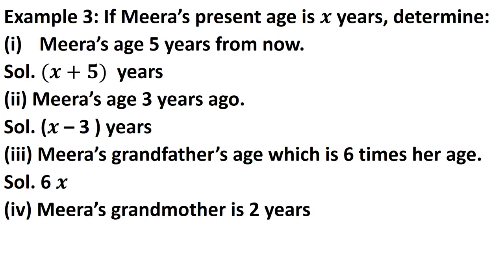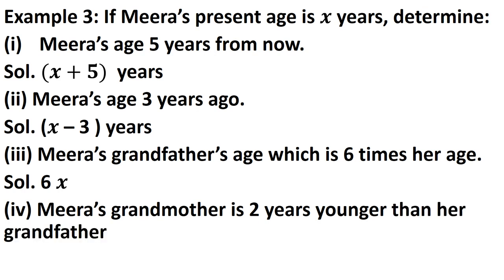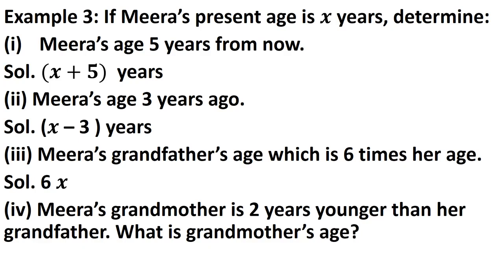Mira's grandmother is 2 years younger than her grandfather. What is grandmother's age? Now you have to tell grandmother's age who is 2 years younger than grandfather. So grandfather's age we have found out in the previous question. And my grandmother is 2 years younger. So it is 6x minus 2. 6x is grandfather's age and minus 2 because she is 2 years younger.